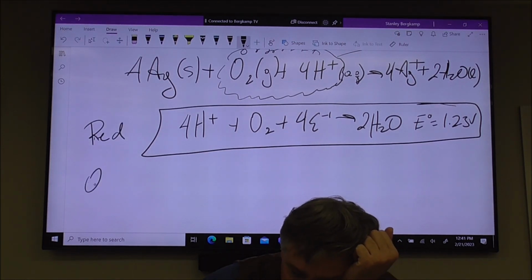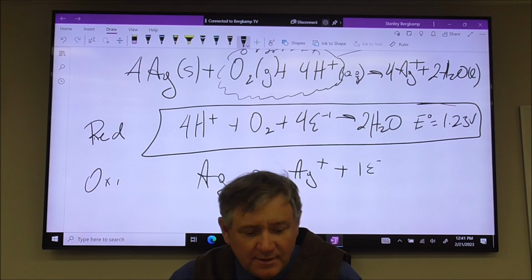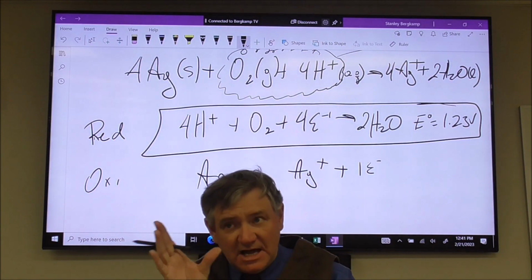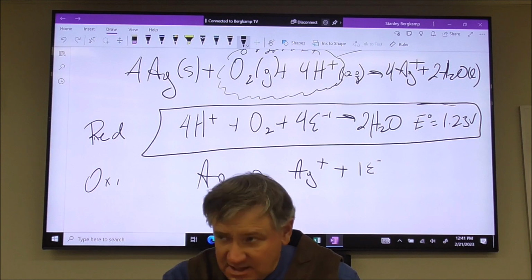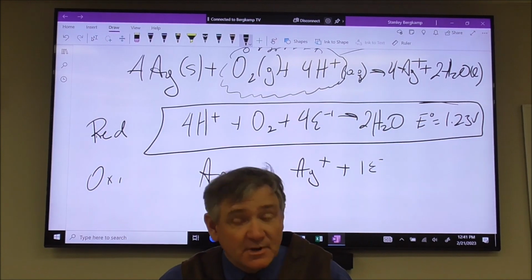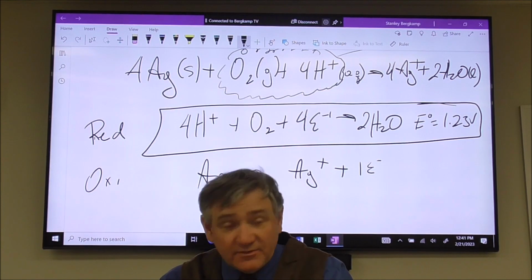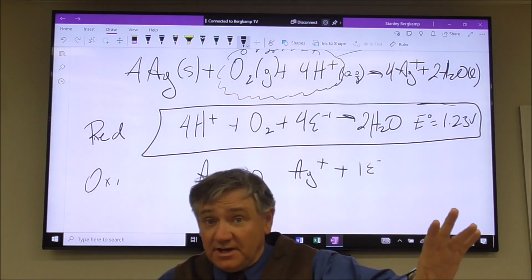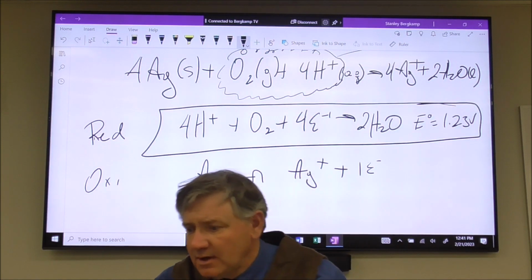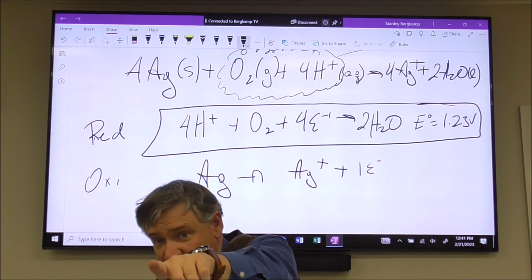So in terms of your oxidation, Ag is going to turn into Ag+. Now, here's the deal. When you look at this one, the silver is actually getting oxidized. Most of the examples that we've given, the silver has actually been reduced. The silver ion takes an electron and turns into elemental silver. That's what I showed you all yesterday with the beaker, right there. That's the beaker we started with yesterday.